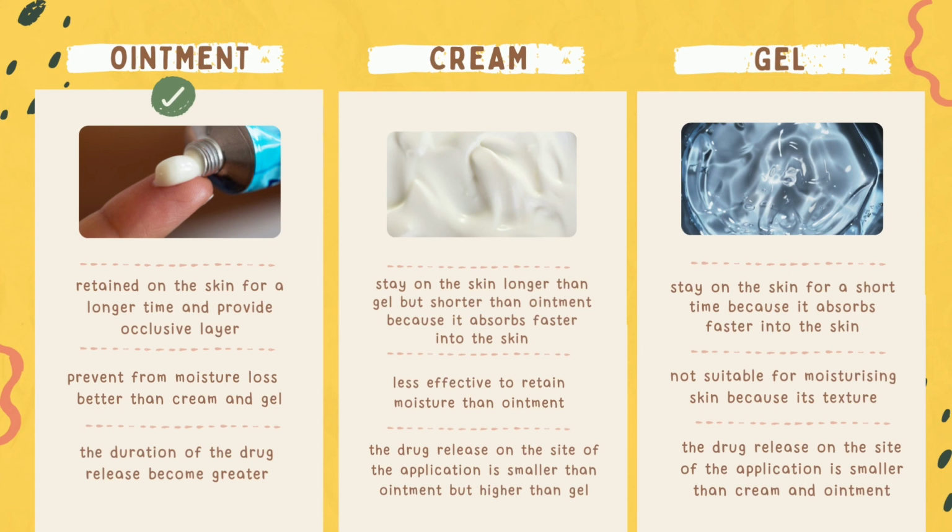The duration of drug release is greater for ointment, but for the cream, the drug release at the site of application is smaller than ointment but higher than gel. For gel, the drug release at the site of application is smaller than cream and ointment. In conclusion, ointment is the best option for people to use to treat psoriasis.